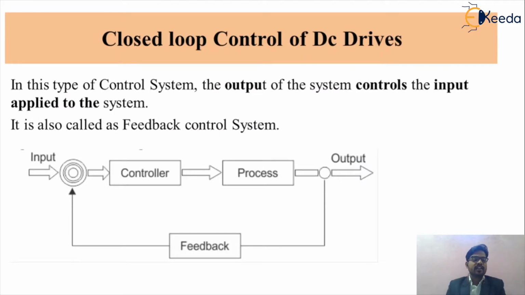The name itself indicates that it is the closed loop control system of your DC drive. So the name itself indicates its meaning. What do you mean by the closed loop control system? Because there are different disadvantages of your open loop control system, we are using a closed loop control system. Another name of the closed loop control system of your DC drive is the feedback control system, because in the closed loop control system we can consider the effect of the feedback loop.